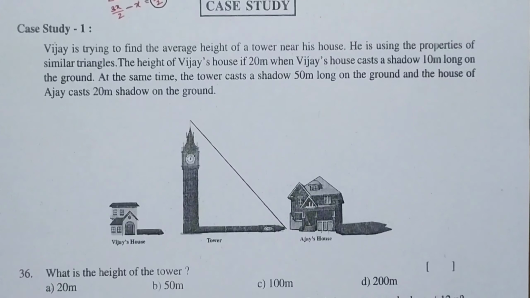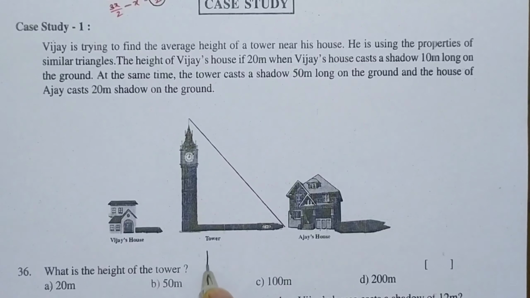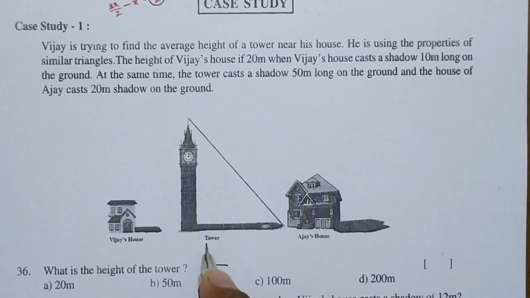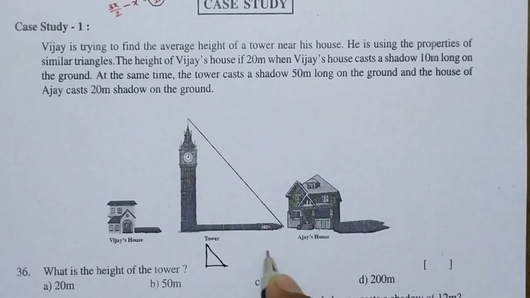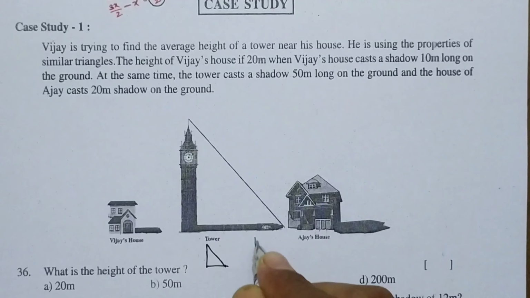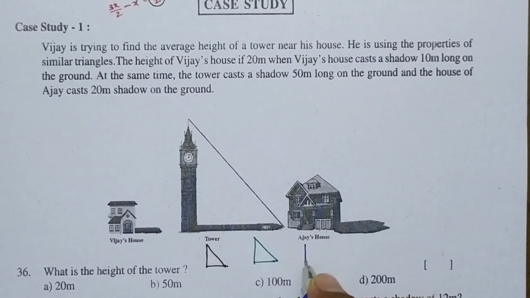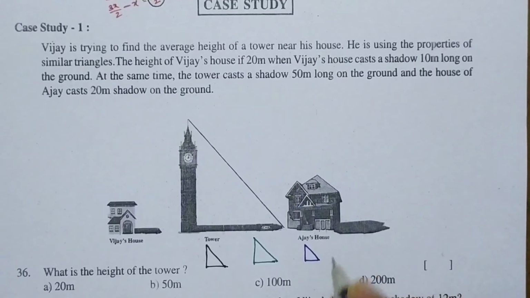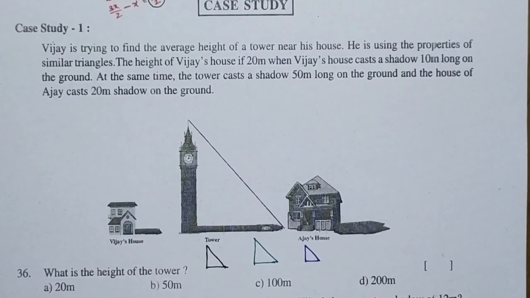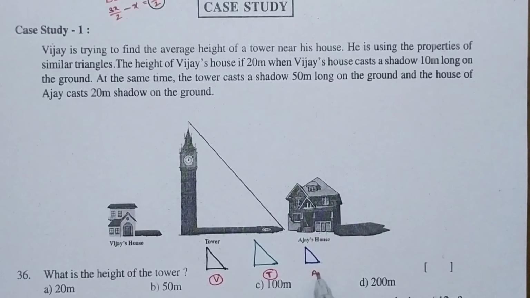Let us draw suitable small figures here. You see, for example, here it indicates Vijay house, whereas here this is the tower, and here this is Ajay house. Here I am writing the letters: V for Vijay, T for tower, and A for Ajay. Now let us write the given data.